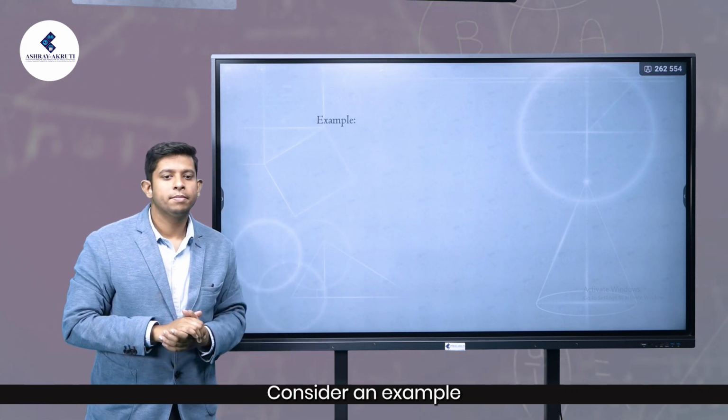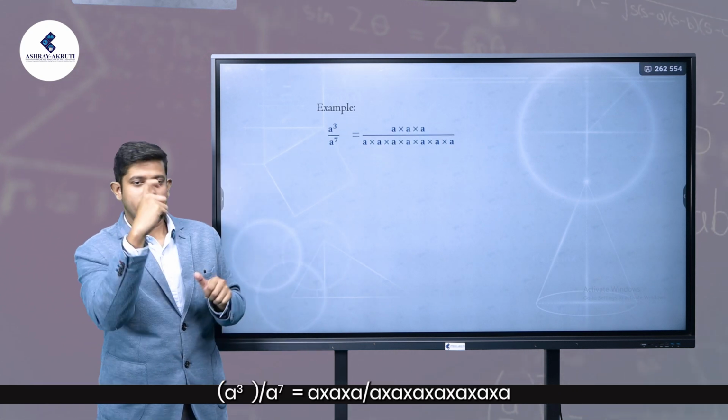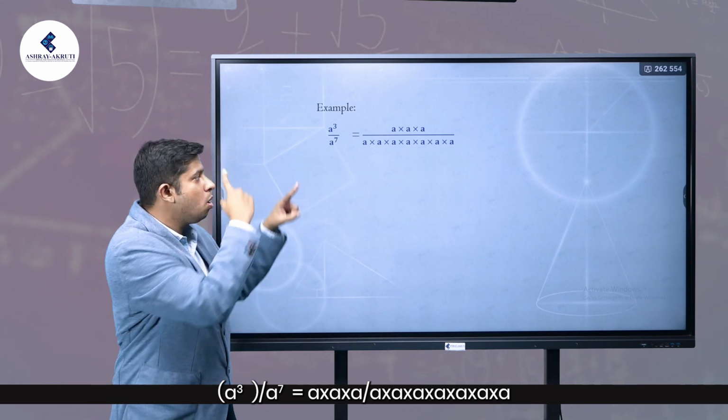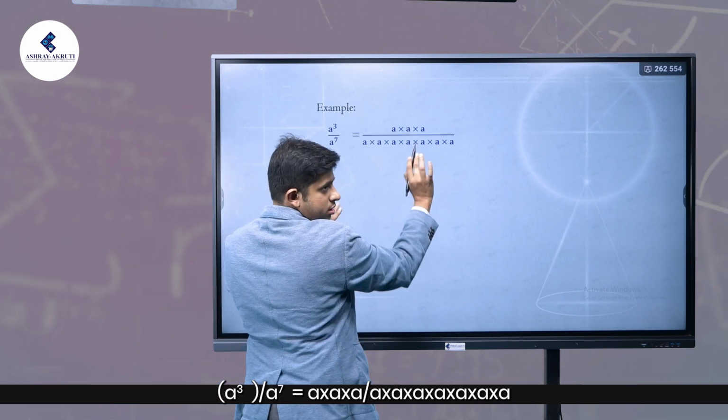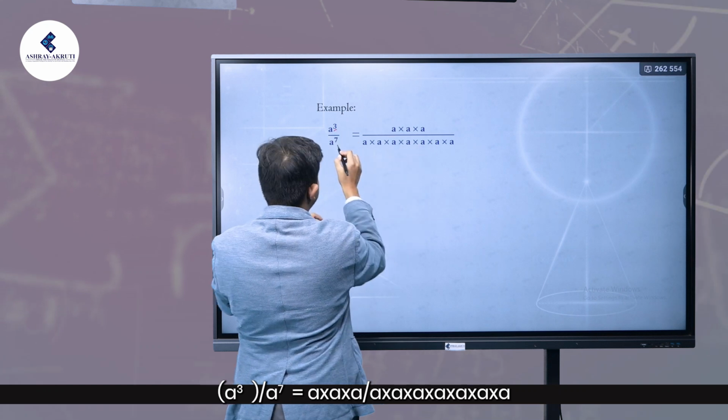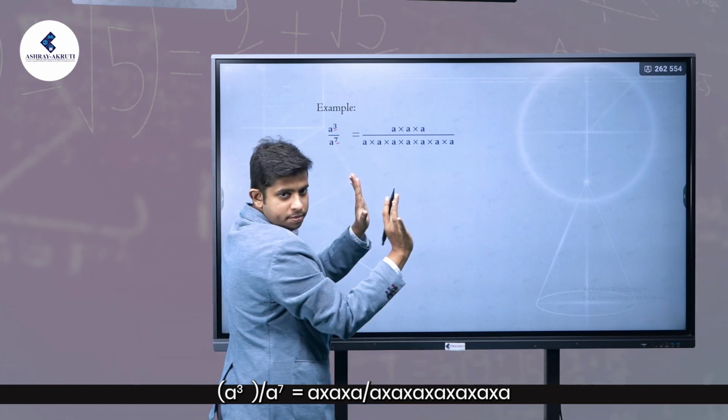Consider an example: a to the power of 3 by a to the power of 7 is equal to a into a into a by a into a into a into a into a into a.